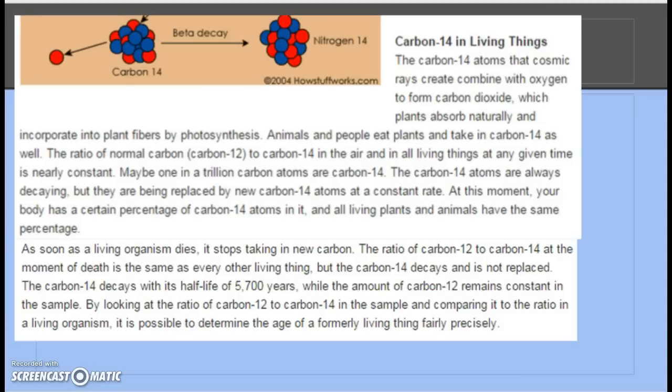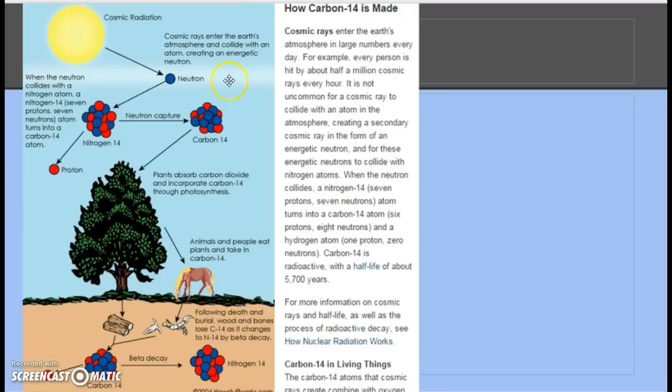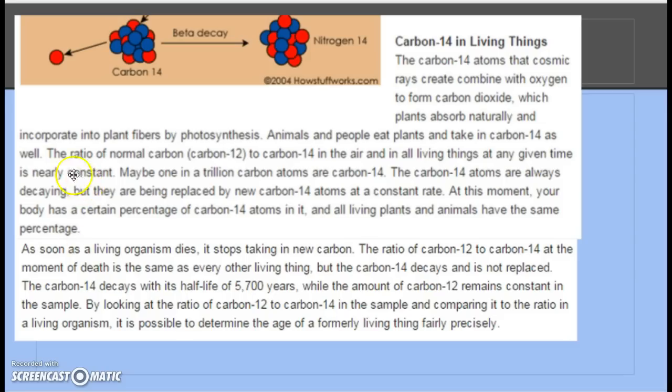I like this sentence because in this picture it kind of makes it seem like it's happening all the time, but look at this. The ratio of normal carbon, carbon-12, to carbon-14 in the air and in all living things at a given time is nearly constant. Maybe 1 in a trillion carbon atoms are carbon-14. So they're always decaying, always breaking down, but they're always being replaced by new ones because we're always eating, right? So at this moment, your body has a certain percentage of carbon-14 atoms in it.